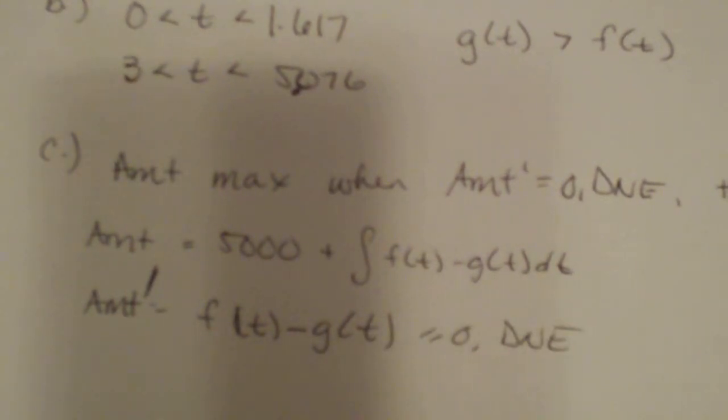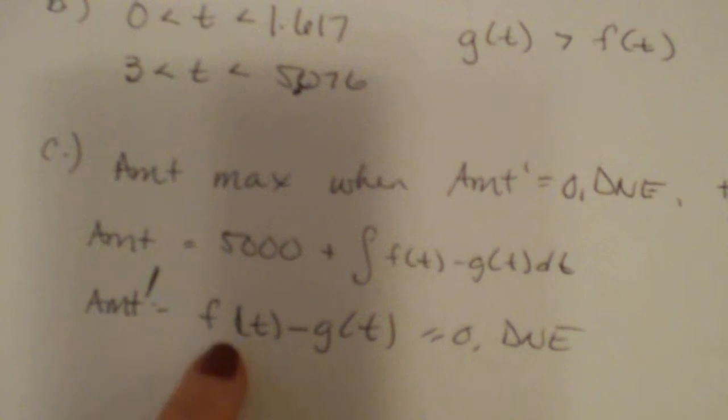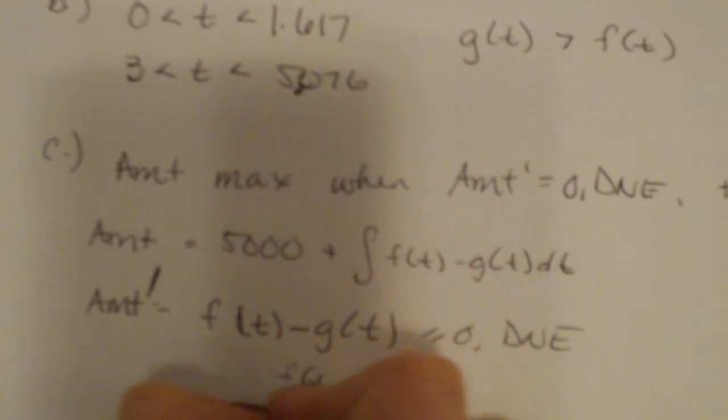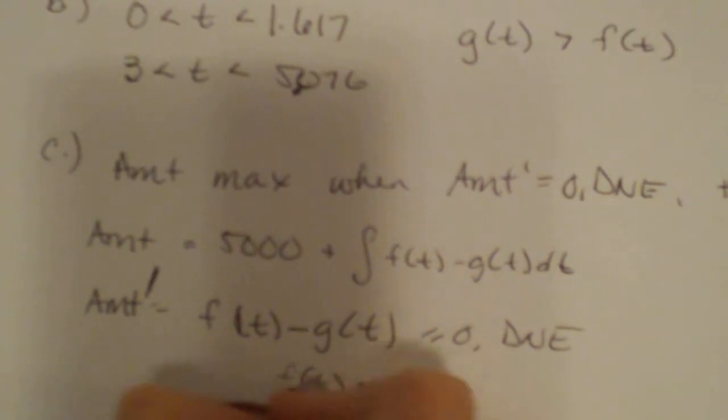Well, let's think about this. F minus G is equal to 0. So that's saying, when does F of T equal G of T? When are they the same? At the points of intersection, which have been given to us on our graph.